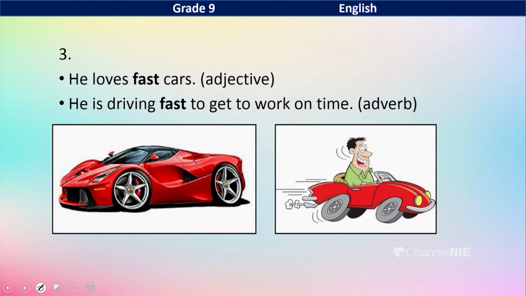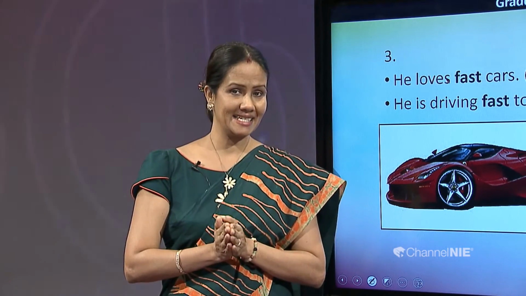Fast is the word. He loves fast cars. So the noun cars is being described as fast. So here it is acting as an adjective. He is driving fast to get to work on time. There you are, the picture. He is driving fast. So that is an adverb. How is he driving? Fast. So these are some of the examples we have taken for today's lesson.